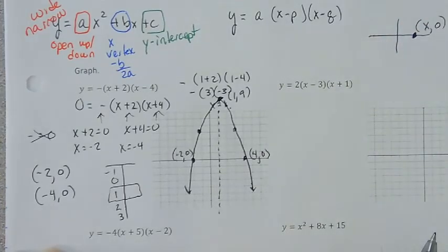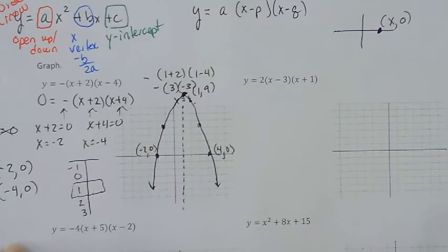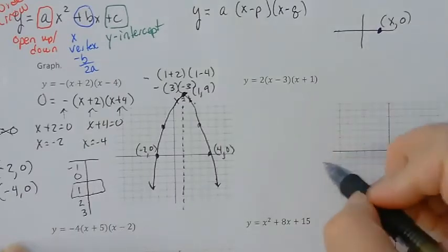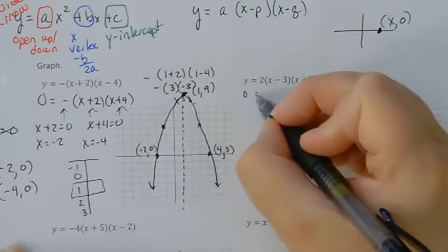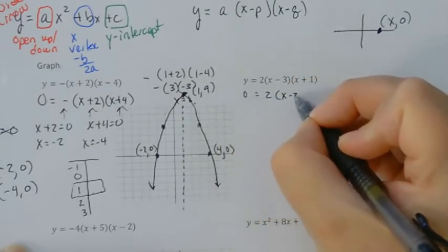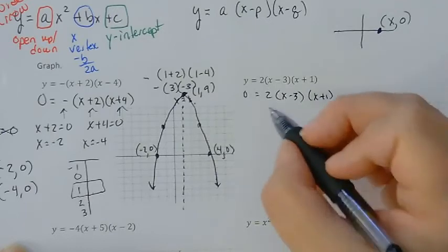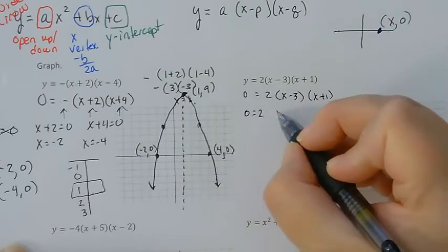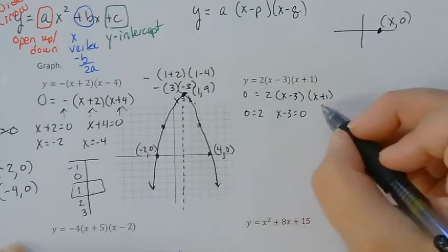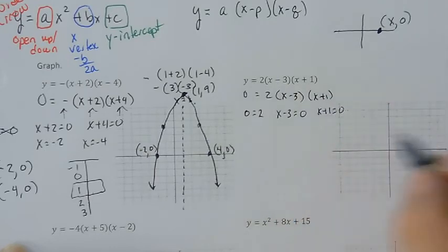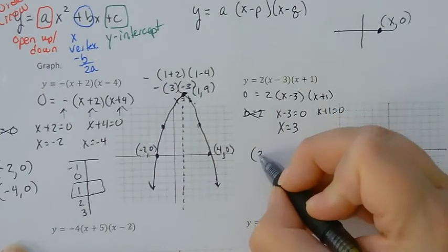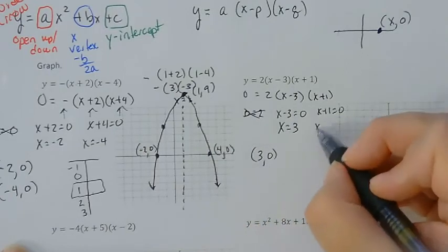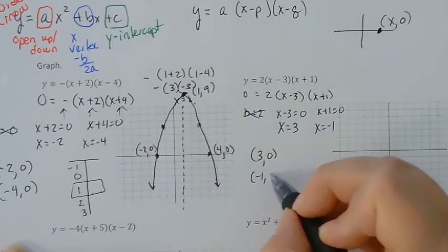So let's do the next one, and we'll come back to this one. If I want to find the x-intercepts, the first thing I want to do is make this equal to 0. So that means that 0 equals 2, or x minus 3 equals 0, or x plus 1 equals 0. We know that 0 doesn't equal 2, so that's out. So x equals 3 when y is 0, and x equals negative 1 when y is 0.